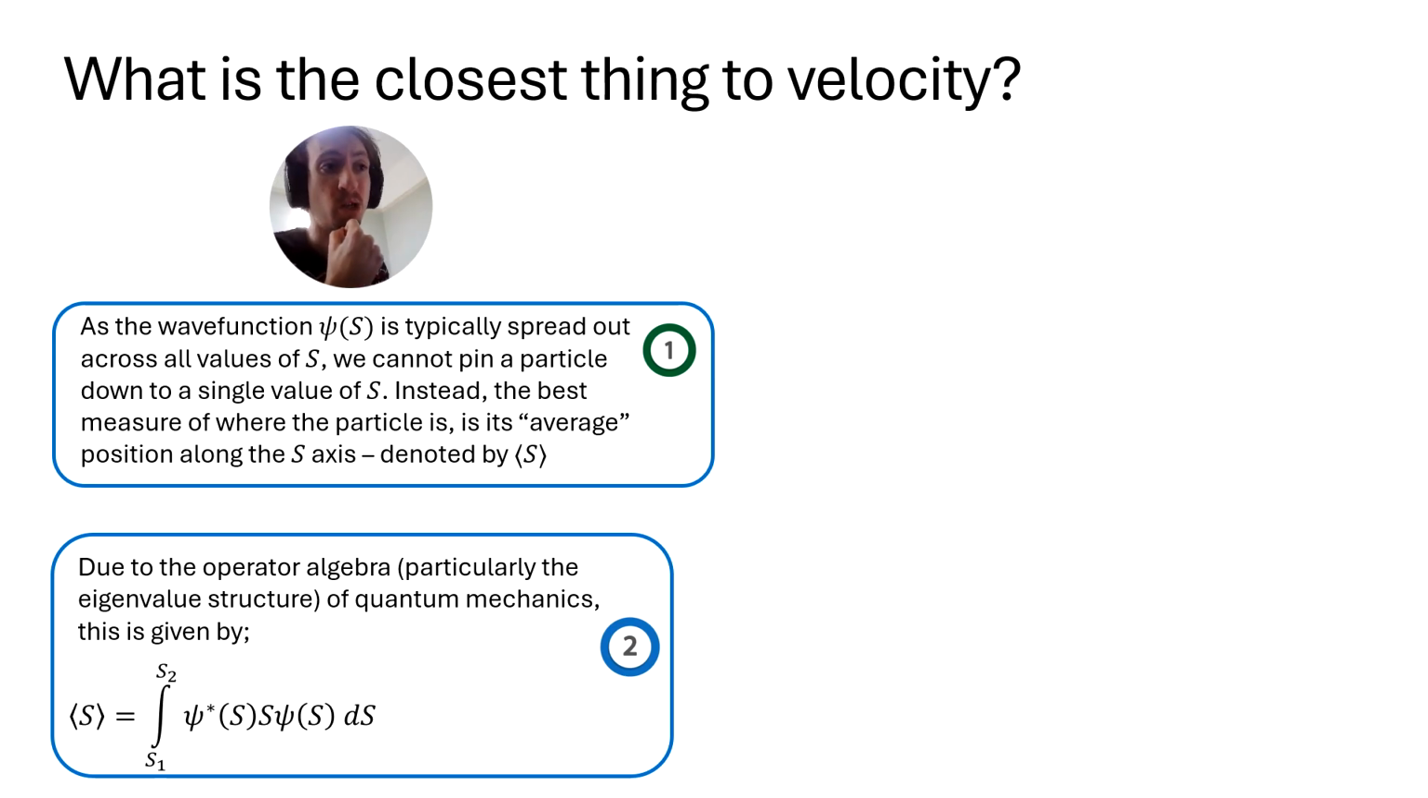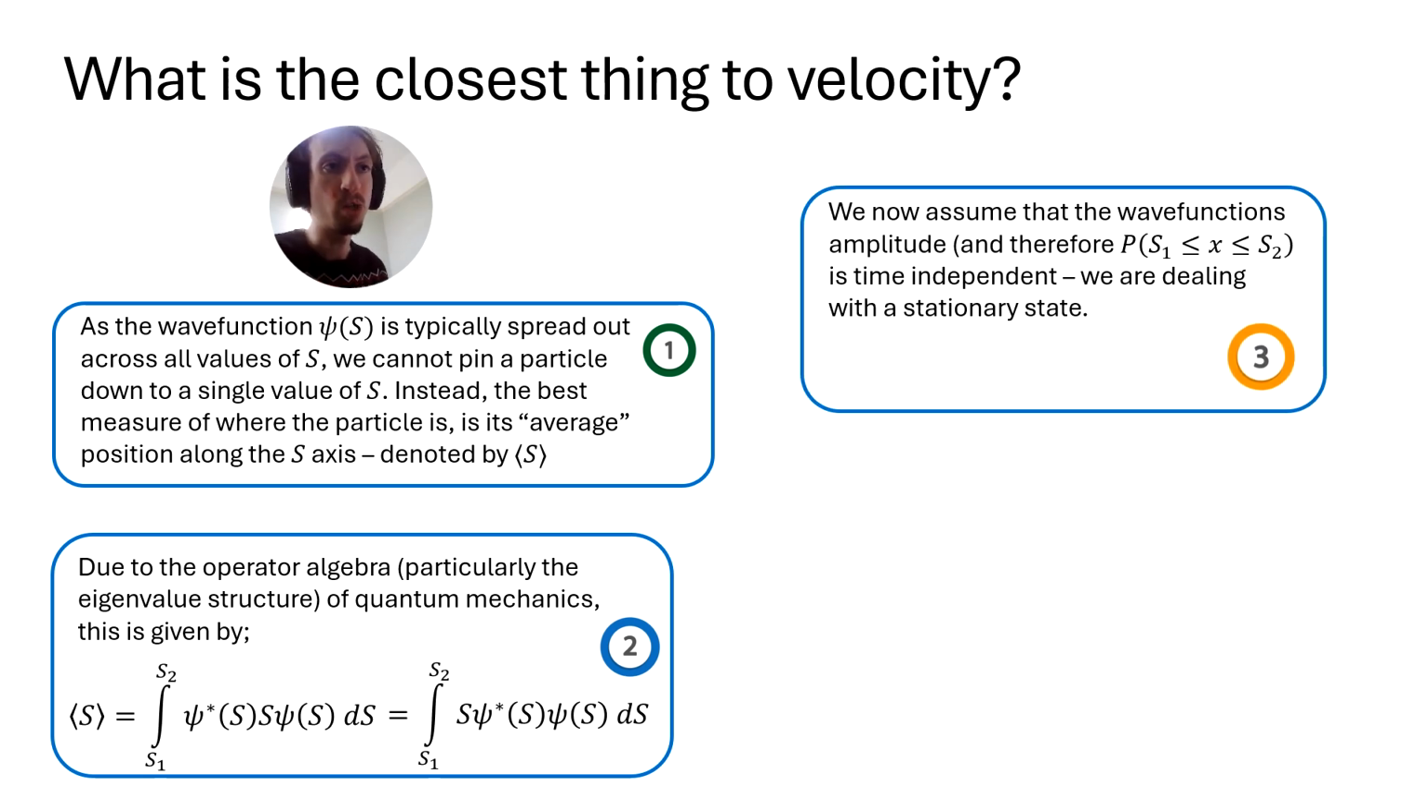Now all we have to do is differentiate our integral with respect to time, and that will give us a classical, or what I am calling the classical velocity of our quantum particle. And so we now have to consider whether the wave function psi will vary with time, and if so, how? Because the details of this will affect the partial derivative of the expectation value of S with respect to time.